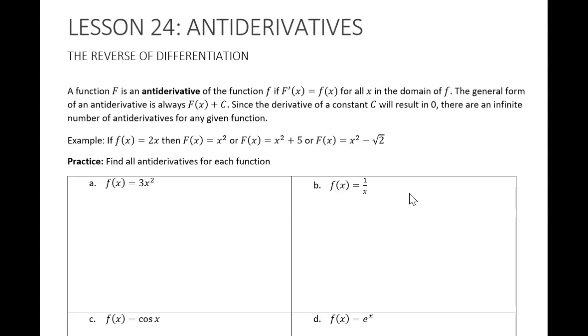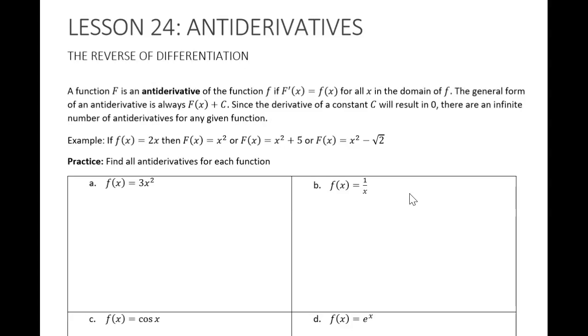A function F is the antiderivative of a function f if F prime of x is equal to f of x for all x in the domain of f. Basically what this means is we know how to take derivatives. How do you undo them? If I give you the derivative, can you create the original function that it came from?